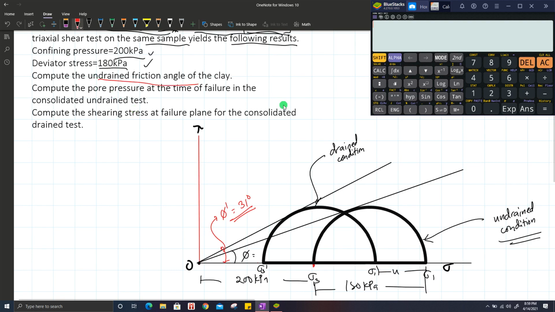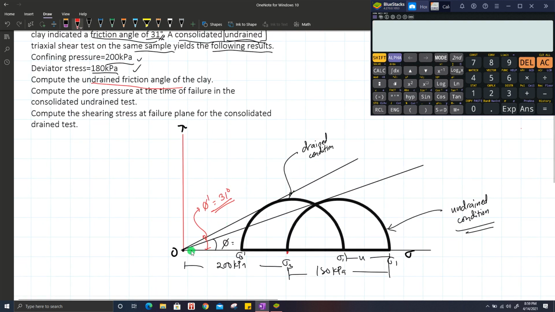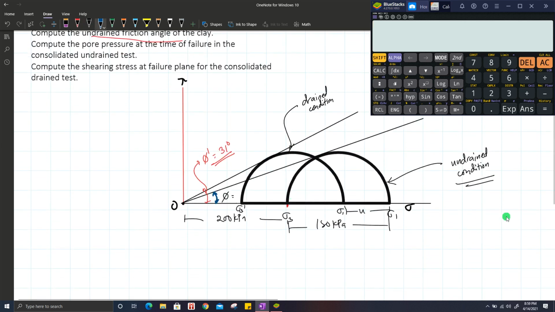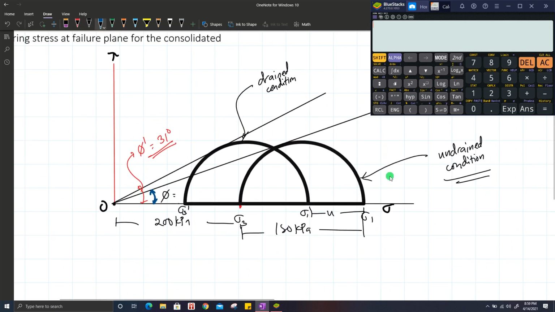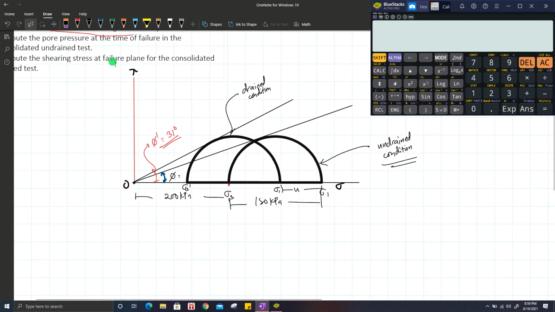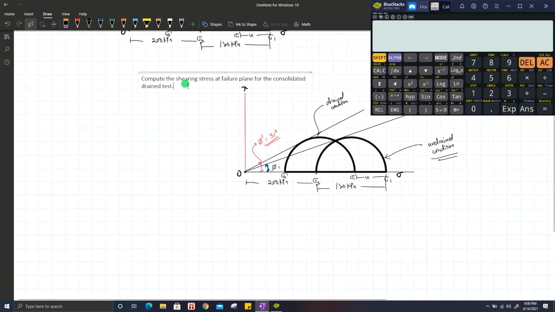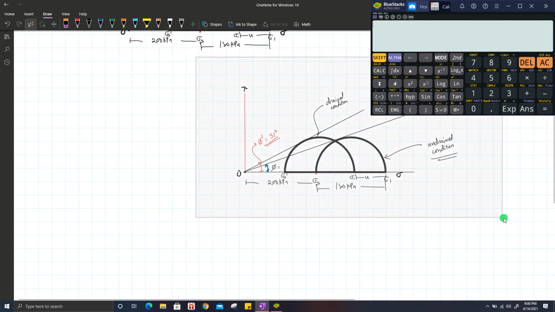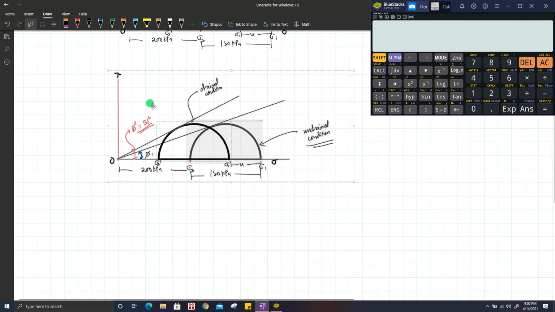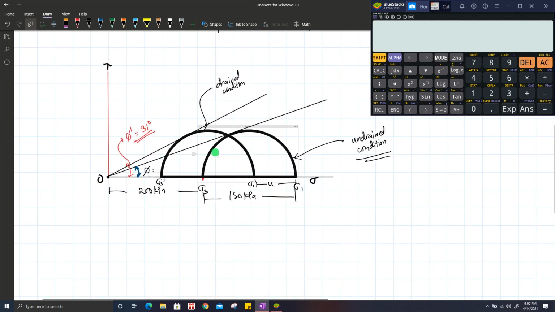Compute the undrained friction angle. So undrained friction angle natin ay ito. Okay? Itong angle na to. So yun yung unang required. So mag-focus muna tayo dito sa undrained condition. So paano yan ma-solve? Para wag kayo malito, dito kasi pinag-isa natin yung figure. So para wag tayo malito, ay hiwalay muna natin yung drained condition. So gawa ulit tayo ng drawing. Alisin muna natin yung drained condition, tira na muna natin to undrained.